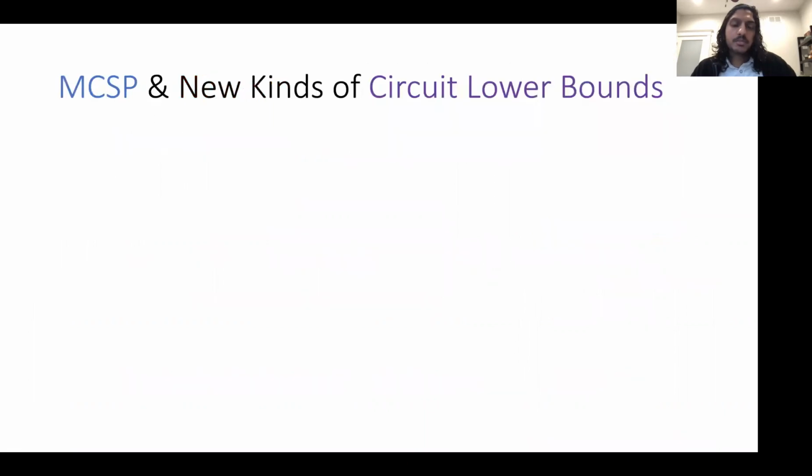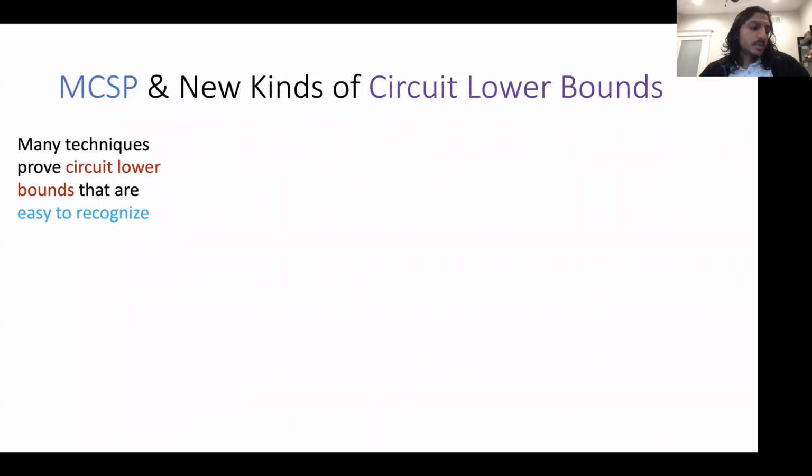And the last bit of context I want to give you before I talk about our results, because it's related to our results, is that one of the reasons I think MCSP is interesting is that, in some sense, proving hardness for MCSP is related to showing new types of circuit lower bounds. In particular, people have observed that if you look at the techniques we have for proving circuit lower bounds, they all prove circuit lower bounds that are easy to recognize.